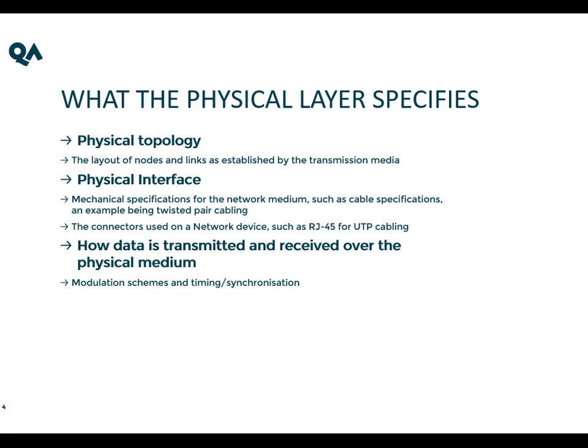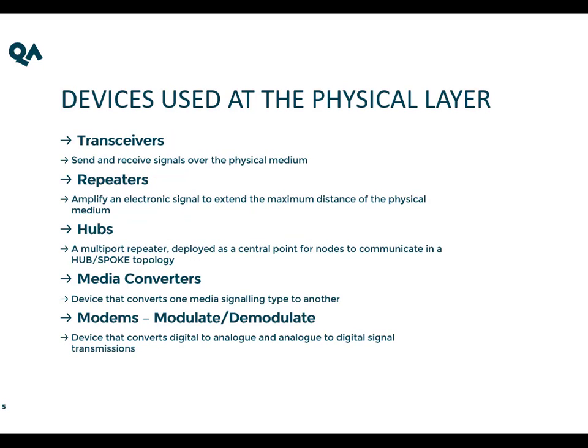And finally, let's look at the devices used at the physical layer. One of the devices we use at the physical layer is a device called a transceiver, and the transceiver, as its name may imply, is the part of the network interface that is responsible for sending and receiving the signals over the network media.